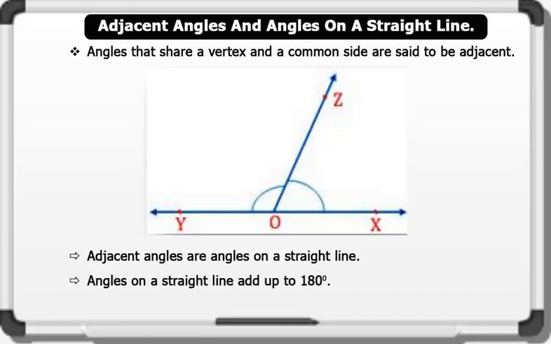Angles on a straight line add up to 180 degrees. In other words, angle YOZ plus angle ZOX equals 180 degrees. That's brilliant! Now, let's solve an example.